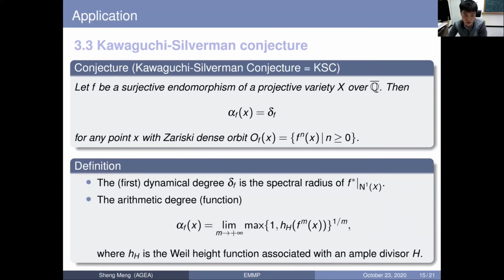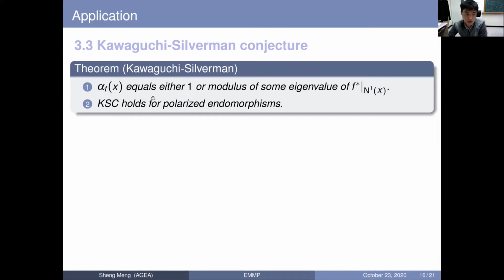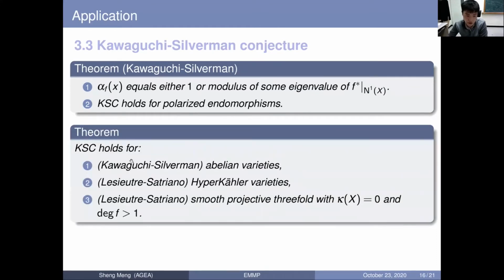Okay, we don't care about the arithmetic degree here. I will mention the induction later. Kawaguchi-Silverman themselves use a linear algebra proof that alpha_f(x) equals either 1 or the modulus of some eigenvalue of the pullback action. In particular, we see that for a polarized endomorphism, the modulus equals q. So this part is always q. We only need to exclude the one case, and eventually he can show that it is true for polarized endomorphisms. There are some other approaches giving partial results for KSC.